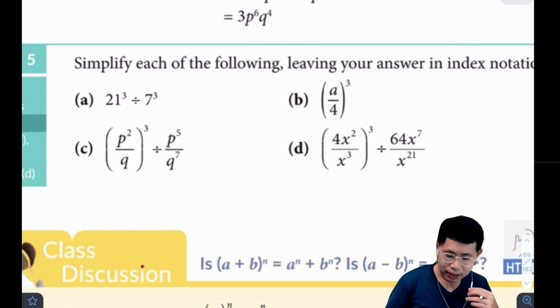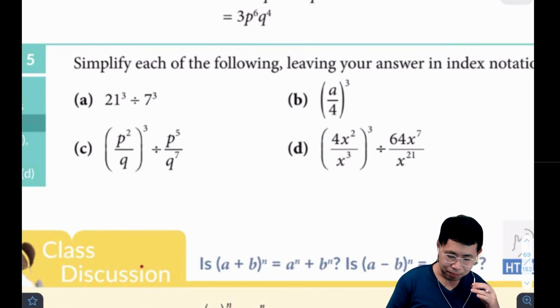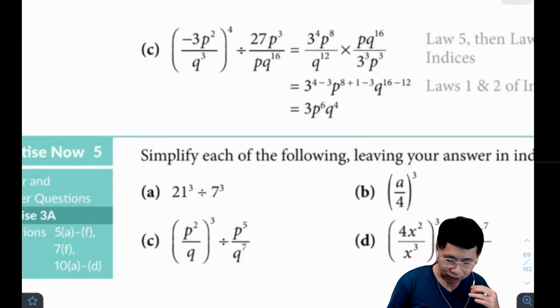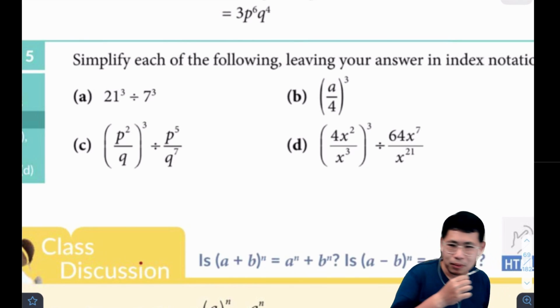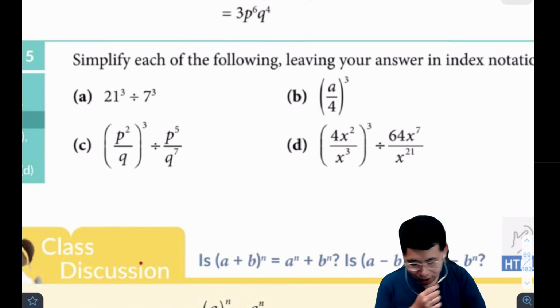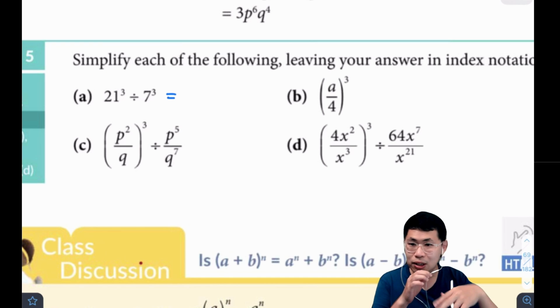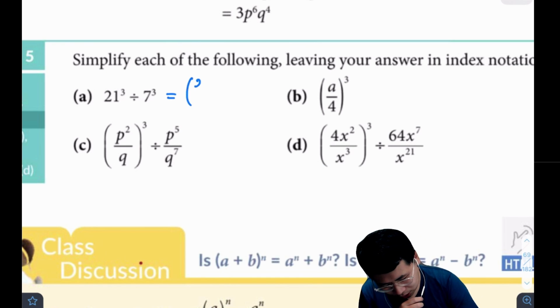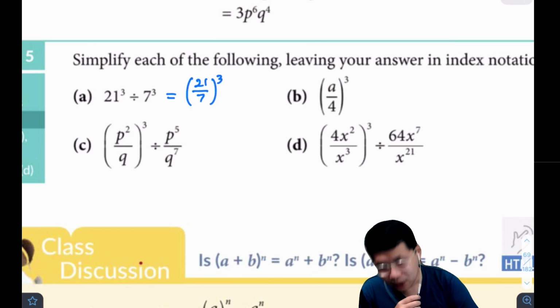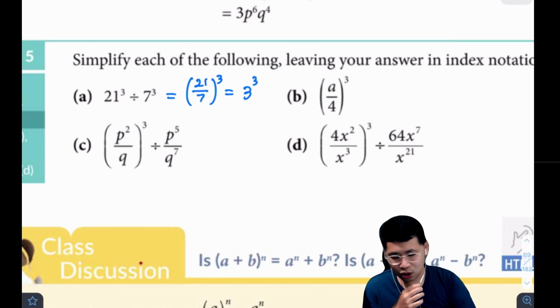Okay, so over here we are going to do a bit of a mixture between applying law 1 to law 5. Alright, so we have 21 cubed divided by 7 cubed. So we can combine this as 21 over 7. We can combine the cube. Alright, so 21 over 7 is just 3 cubed.